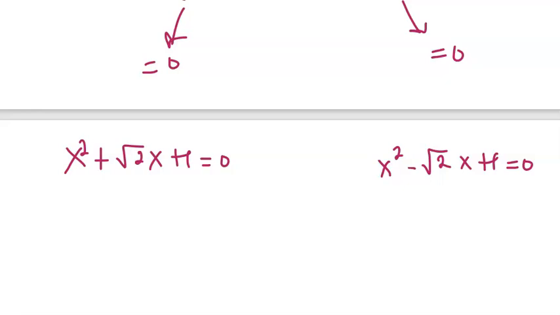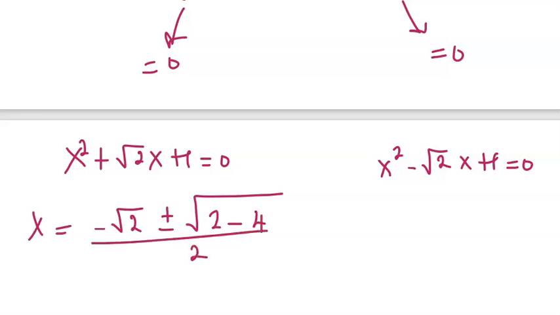So let's solve this using the general quadratic formula. So we get negative b plus or minus square root of b squared minus 4ac divided by 2a. So apply this formula, we get negative square root of 2 plus or minus square root of b squared is root 2 squared, which is 2, minus 4ac is 4, then divided by 2. So this one here will be the conjugate, right? So this is root 2 plus or minus square root of 2 minus 4 whole divided by 2.